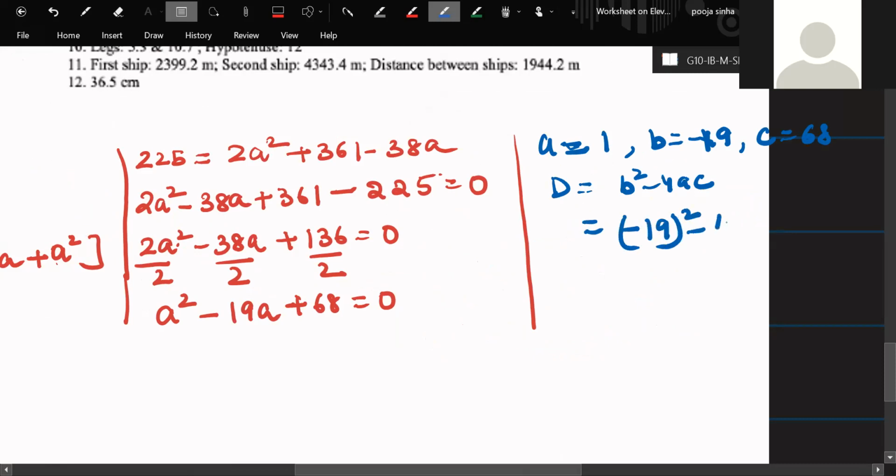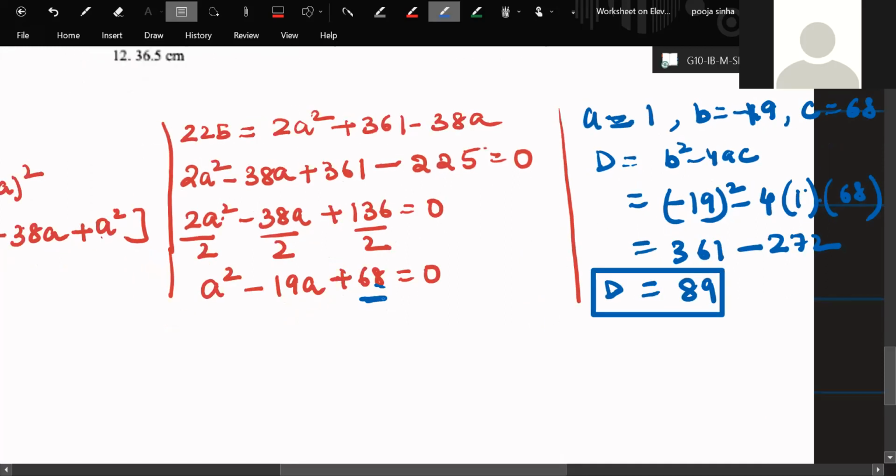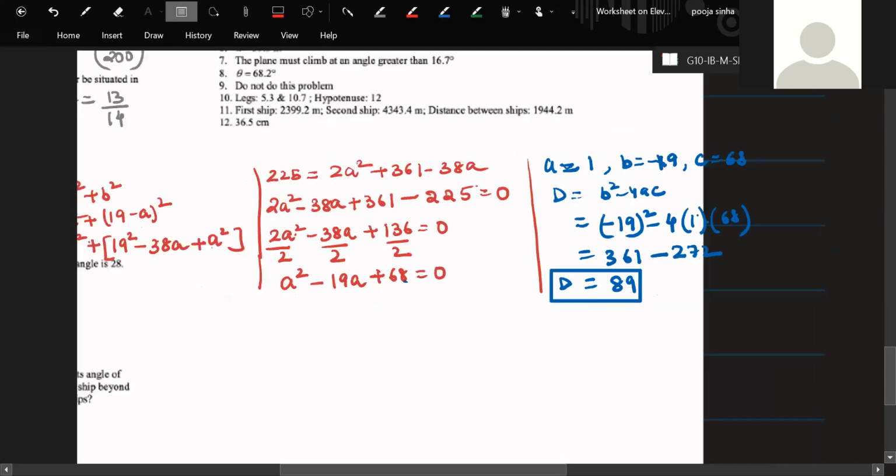It's minus 19 square minus 4. How much is A? How much is C? So now you substitute this. 19 square is 361 minus 4 into 68. Do you remember this method? 361 minus 272 is equal to 89. So your D is equal to 89. Do you remember this? Yes or no? Yeah. If you're not able to break this, you could not, right? It means the quadratic formula is just B square minus 4AC.